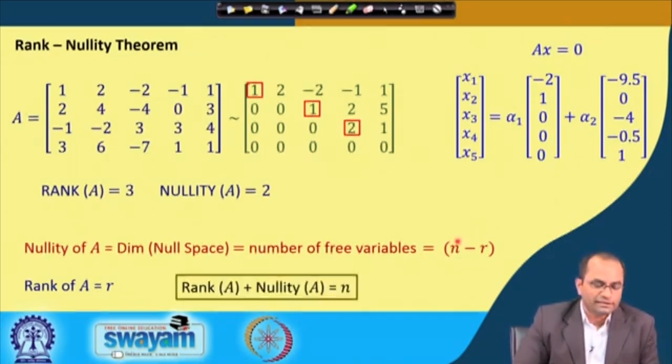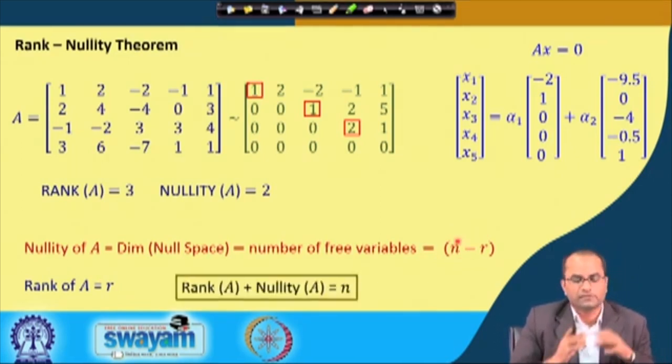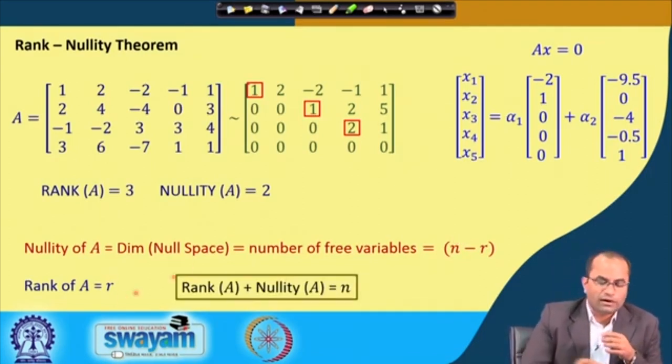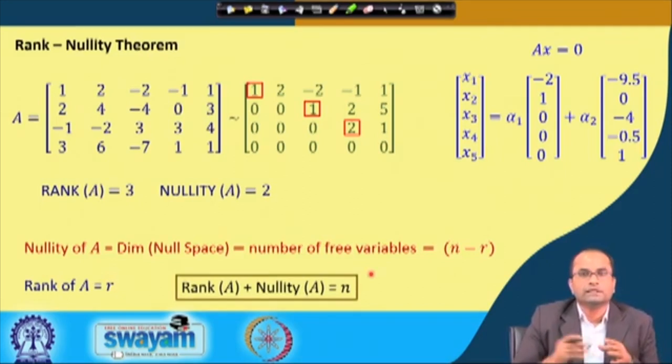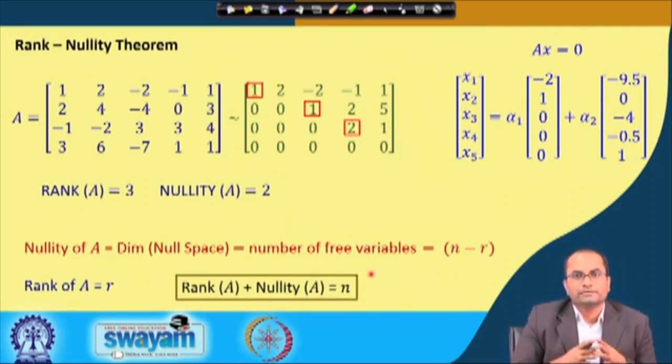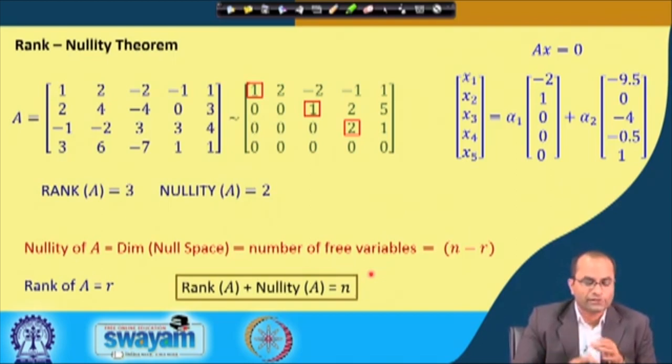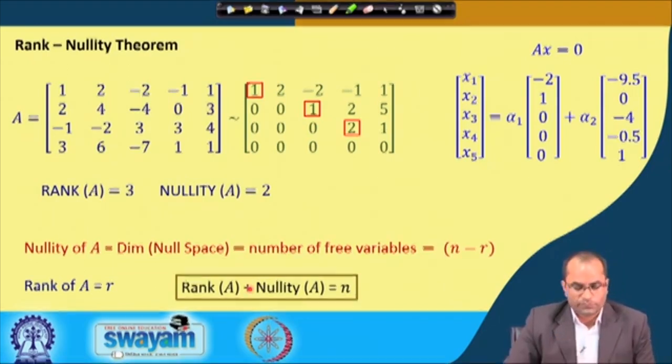This rank nullity theorem says that the rank of a matrix plus the nullity of the matrix, so r plus n minus r, must add up to n, the number of columns in the matrix. This is called the rank nullity theorem: rank of A plus nullity of A is equal to n.